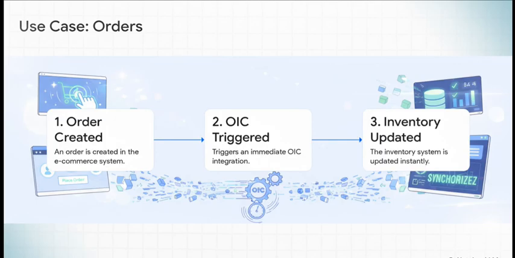Okay, a perfect real-world example is online order processing. So you go online, you click buy. That action immediately kicks off an OIC integration. What does it do? It instantly updates the inventory system. The key thing here is that there's zero delay. Your data is always perfectly in sync across all your systems right in that moment.